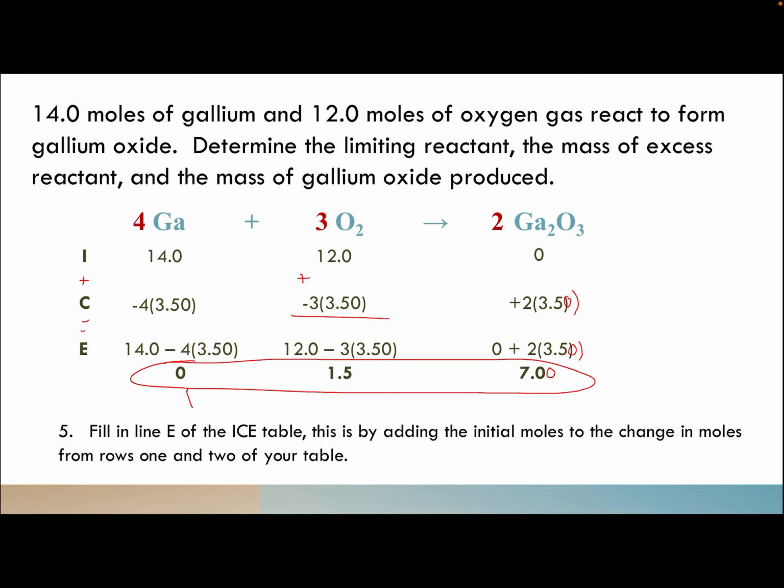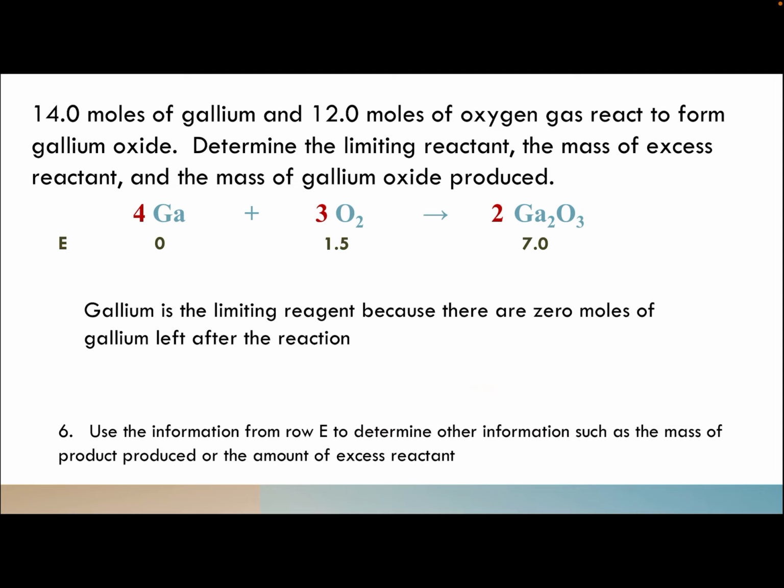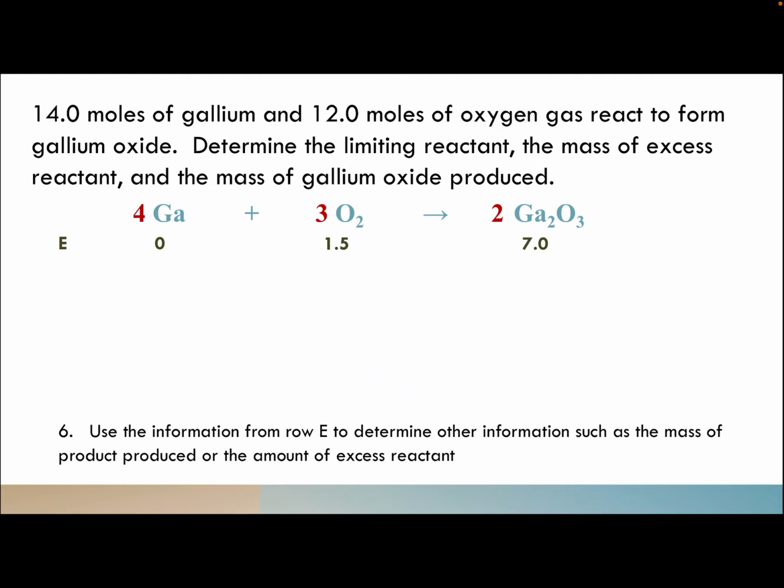Okay, so we have no gallium. That was our limiting reagent. It's been used up. Oxygen would be our excess reagent, and we have our product, our gallium oxide. So again, gallium is the limiting reagent because there are 0 moles of gallium left after the reaction. All right, let's deal with this other stuff.